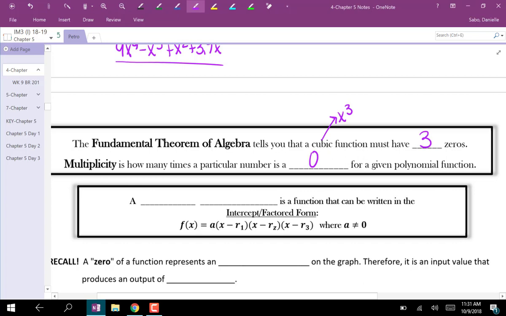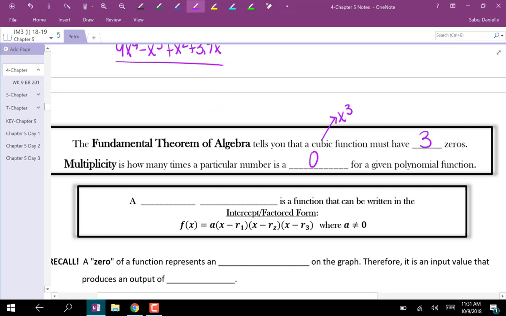Okay, so there are some times where we talked about, I think it was on the test, something that looked like this. Your vertex was on the axis. That would be something with a multiplicity of 2 because it's quadratic. We'll get more into that in a second here.